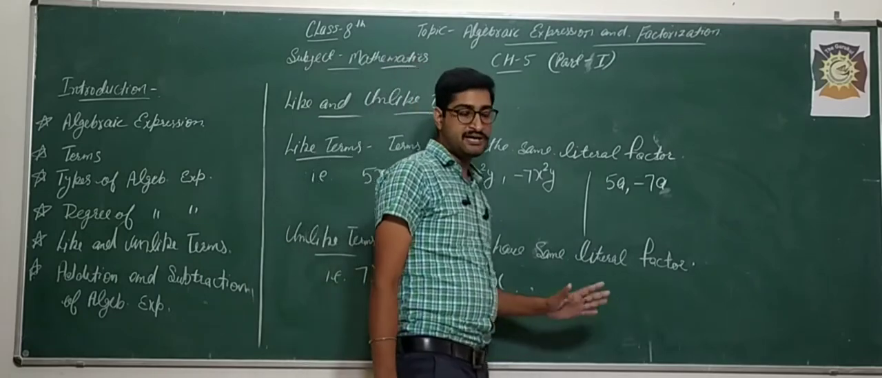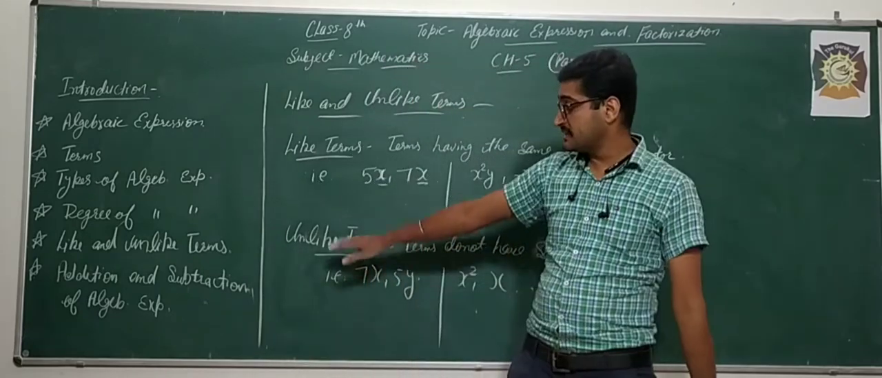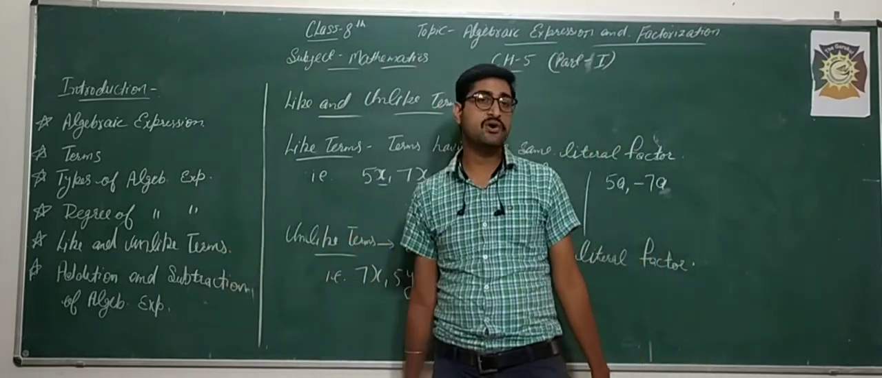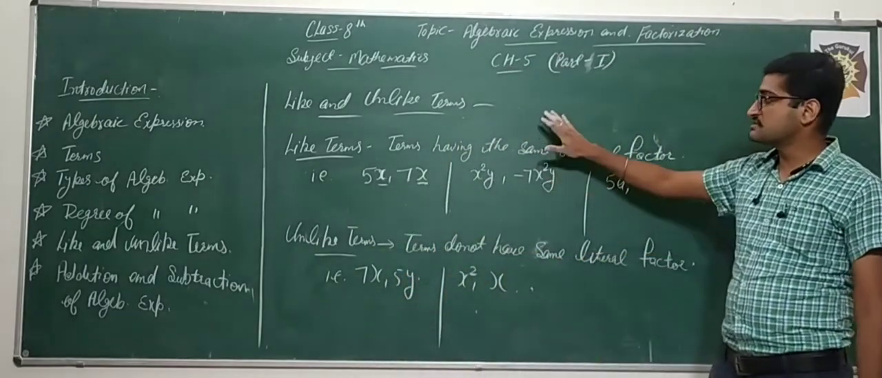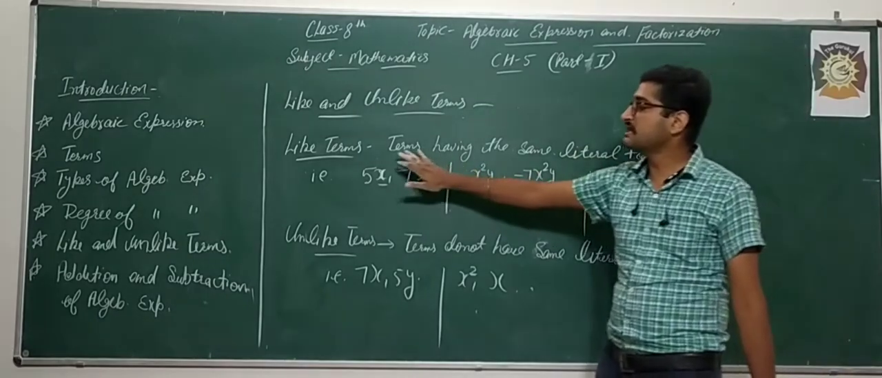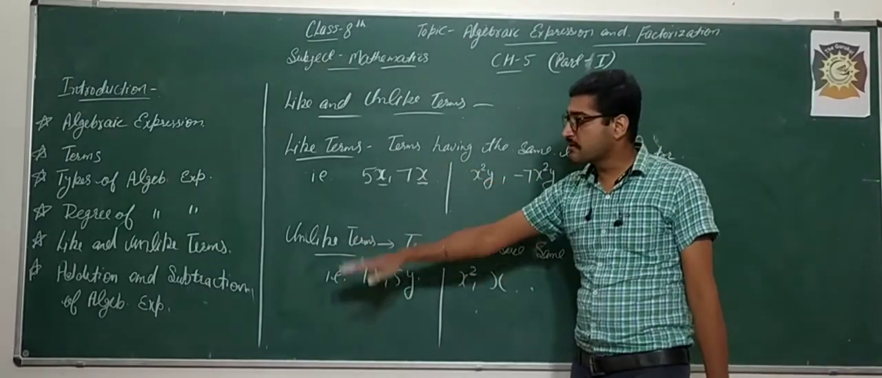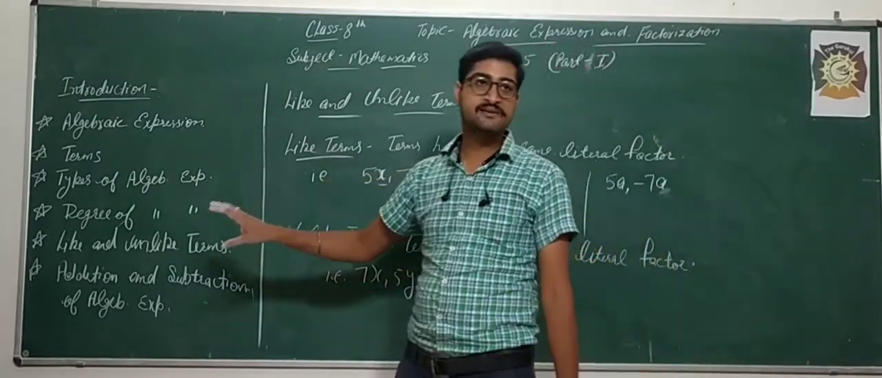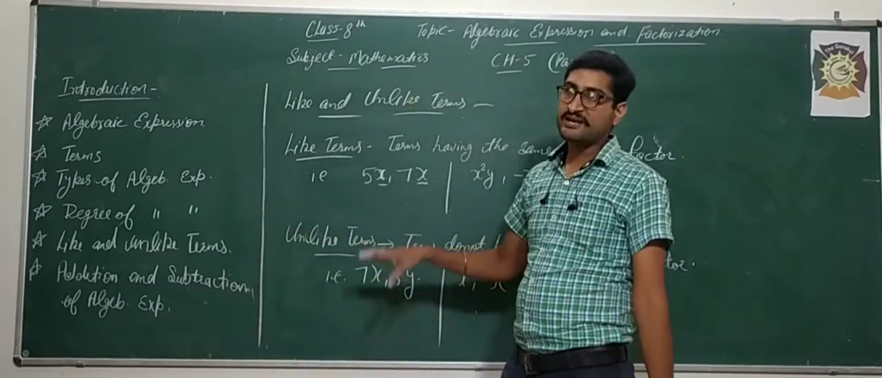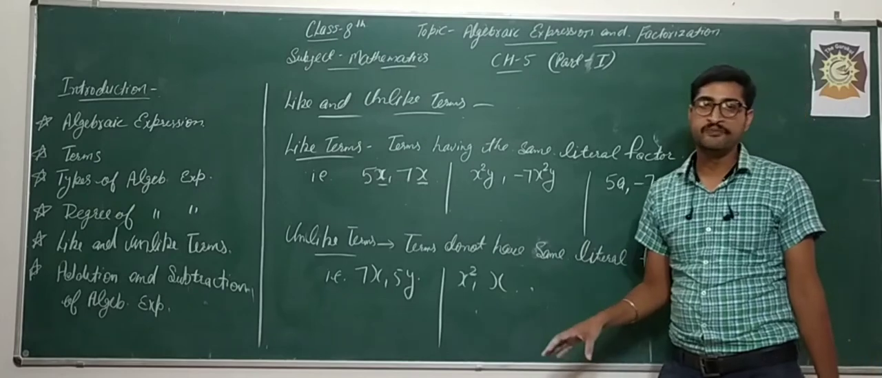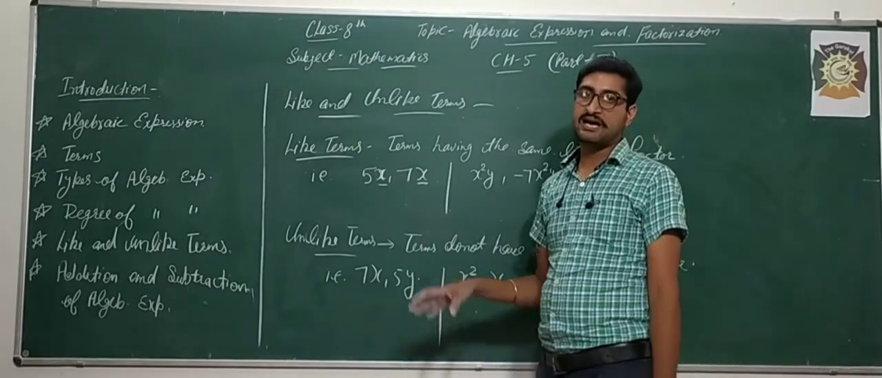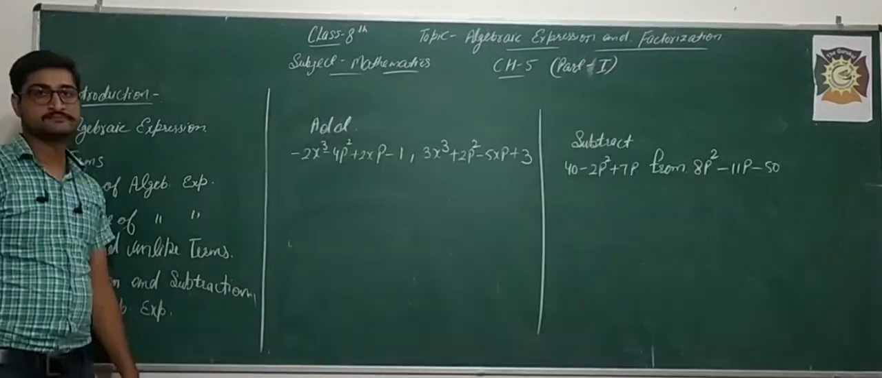One more thing that you have to remember, the next topic is addition and subtraction of algebraic terms. So to understand this topic, please understand again what are like and unlike terms, because in addition and subtraction it's necessary that you can add and subtract the like terms only. You cannot add and subtract the unlike terms.